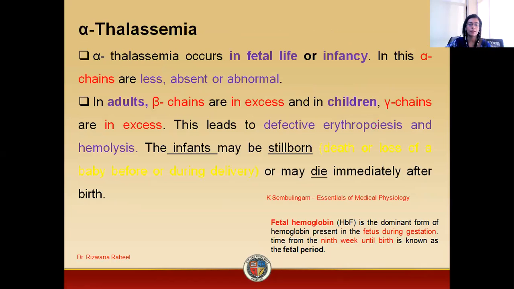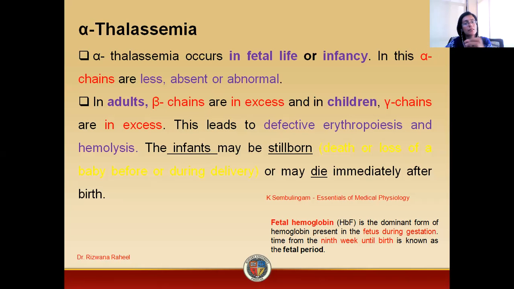Coming towards alpha thalassemia. Alpha thalassemia occurs in the fetal life. First thing, this is common in infants. This is common in infancy. In this, the alpha chains are less, absent, or abnormal. This alpha chain feature is associated with alpha thalassemia. In alpha thalassemia, we have affected alpha chains. No doubt beta chains are also affected.